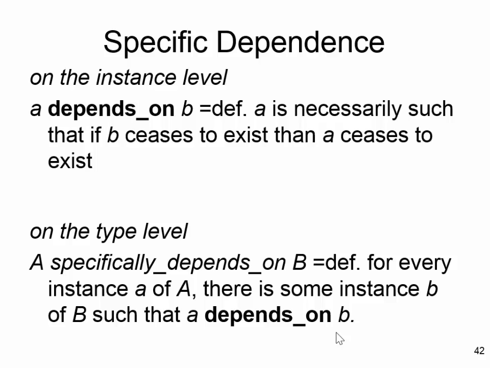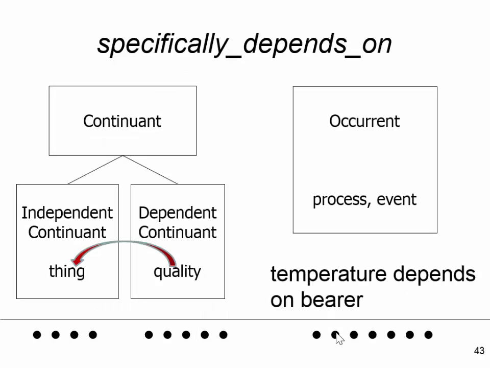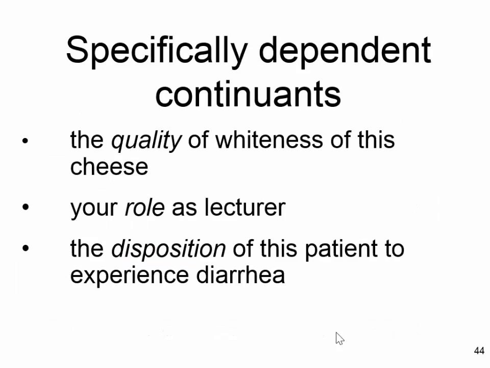Now, this is under the hood, as it were. You can use BFO without knowing how to formulate these definitions. But the definitions are there in the documentation. So your temperature depends on you. You are the bearer of your temperature. And it depends specifically on you. It's a quality. The quality of whiteness of a piece of cheese depends on the cheese.